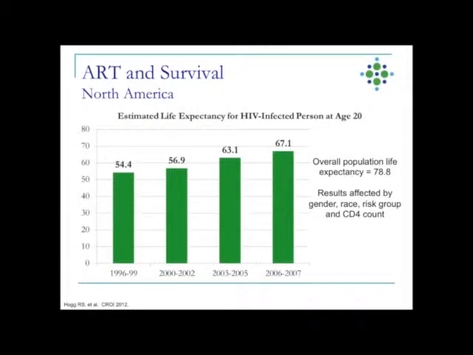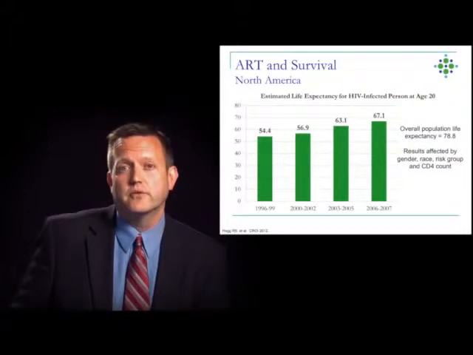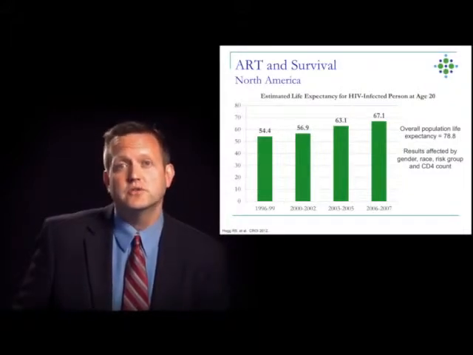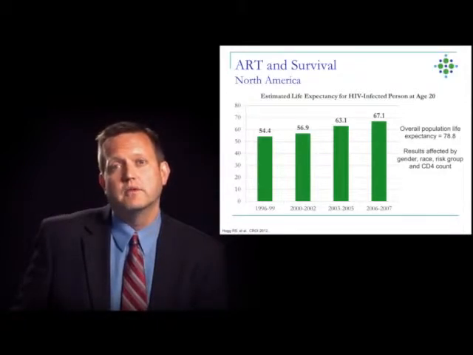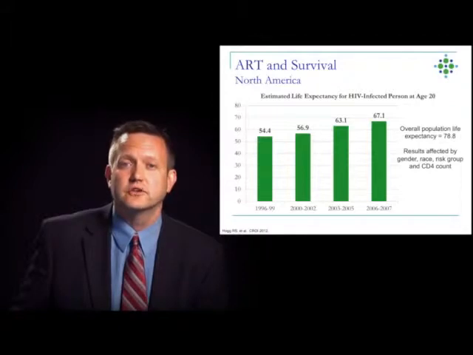These data highlight that for a 20-year-old who initiates ART in the year 2006 or 2007, that individual can expect to live to be 67 years old, and that's compared to an overall population life expectancy of nearly 79 years. Updated data from this cohort indicate that those trends are actually continuing to improve, and for some subpopulations, the life expectancy is actually equal to that of an HIV uninfected individual.